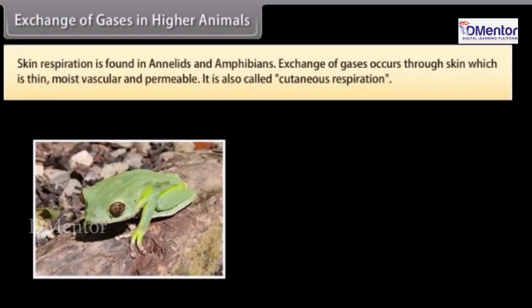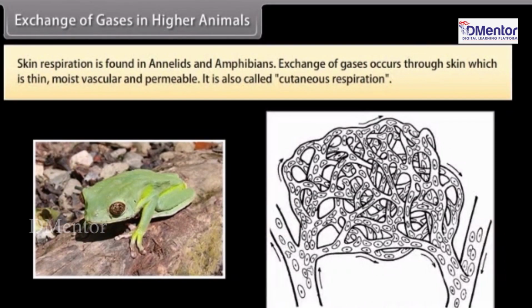Skin respiration is found in annelids and amphibians. Exchange of gases occurs through skin which is thin, moist, vascular, and permeable. It is also called cutaneous respiration.